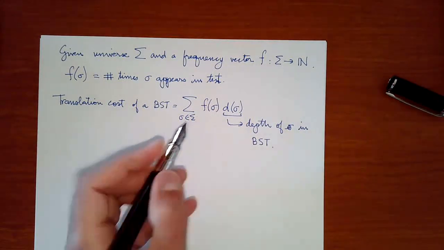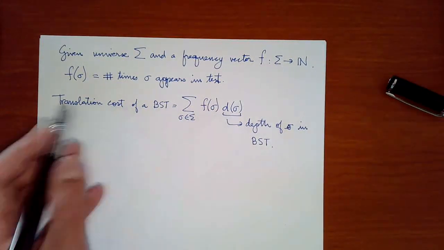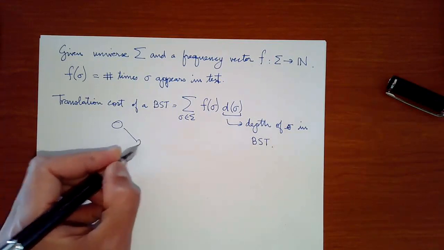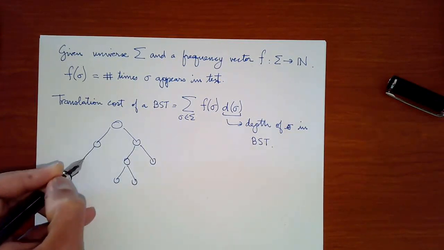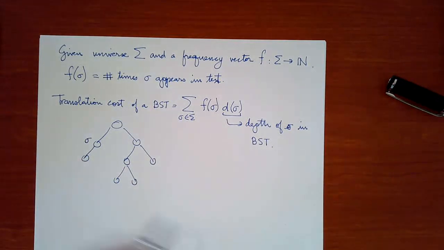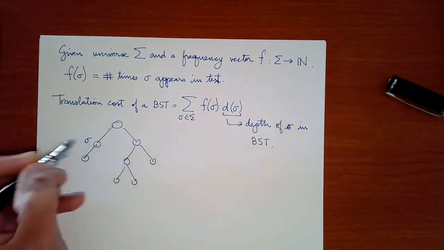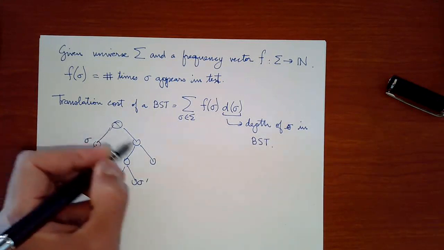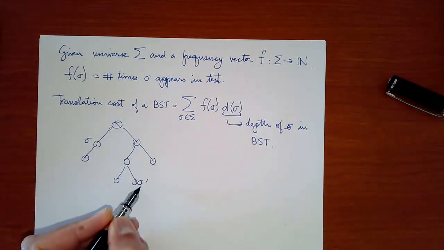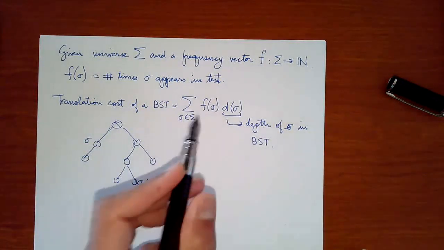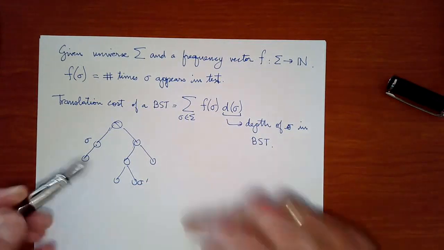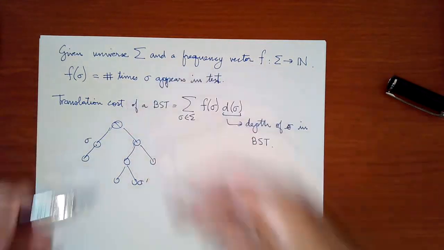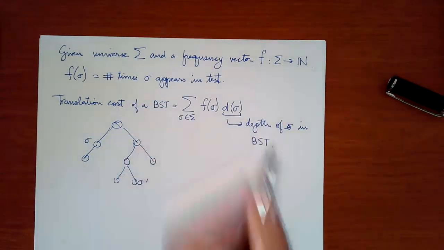Does this make sense? Because when you're looking up sigma, you have to go down to that character. So maybe you have a tree that looks like this. If sigma is here, then you only need to go down one step. But sigma prime is here, so it's more expensive to translate, but maybe its frequency is much smaller. So it's fine. You want to put the more frequent items towards the top, the less frequent items below, because you want to minimize this.